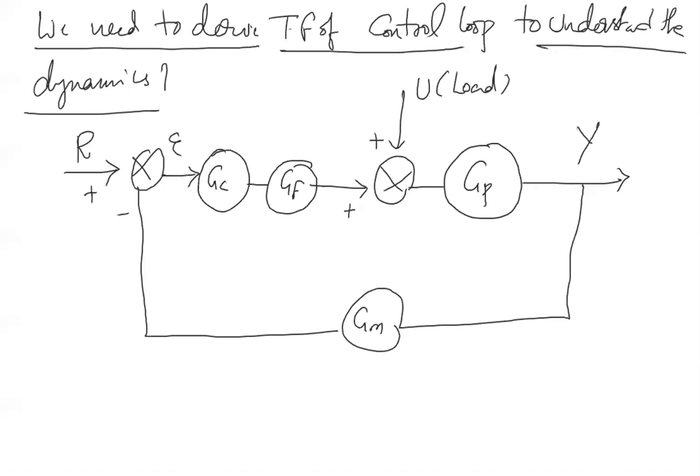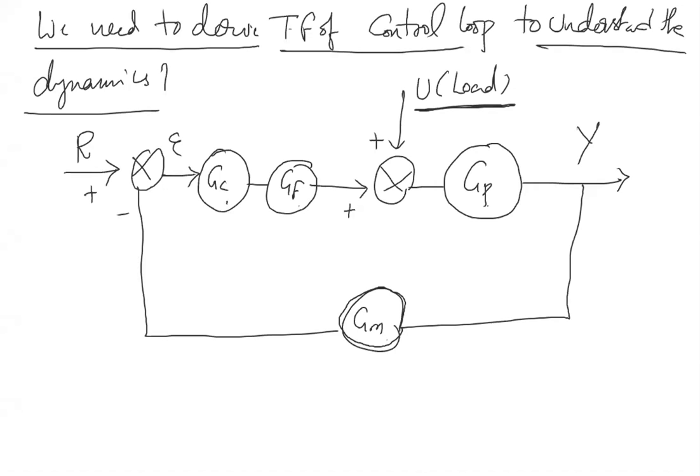So GP is the transfer function of the process. Every element in the control loop has some transfer function. But basically, what is a transfer function? A transfer function is nothing but a dynamic model. So this is a load or a disturbance. This is the process transfer function. This is the controller transfer function. This is the valve transfer function. This is the measurement transfer function.